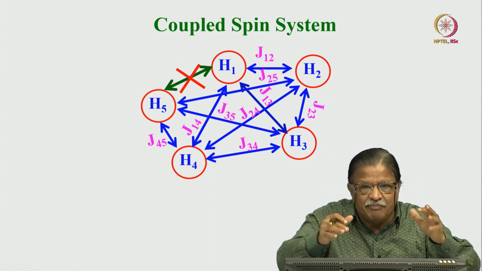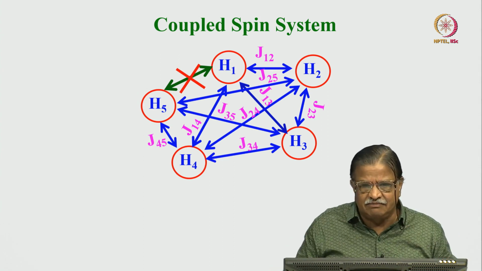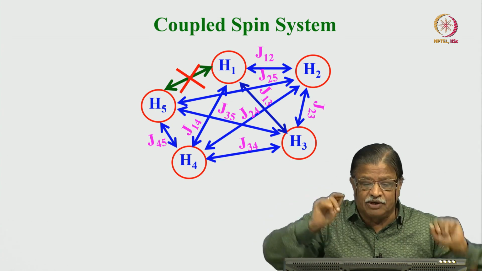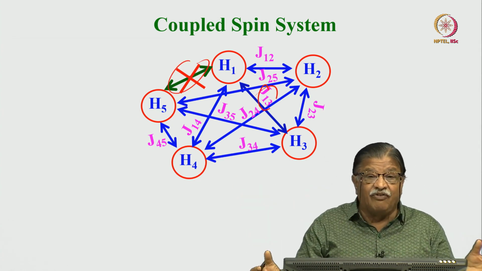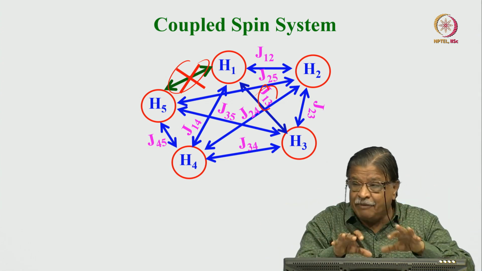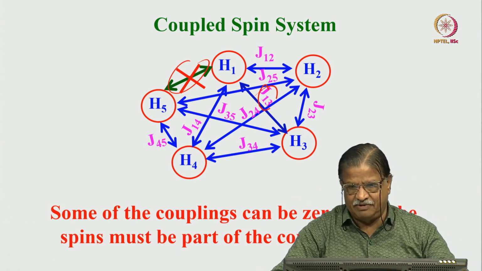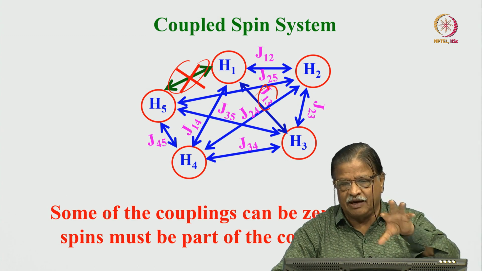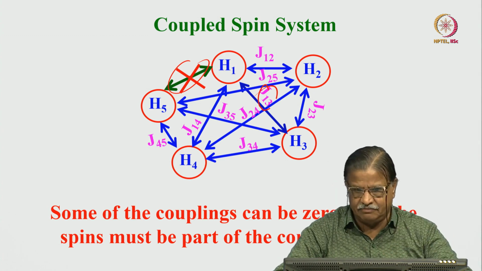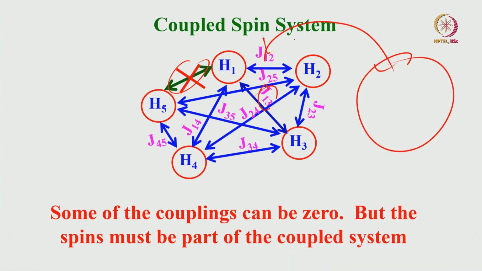There exists coupling among themselves. Among all the 5 protons, there is an interaction. The interaction strength of one of them could be 0. The coupling 1 3 could be 0 or 1 5 could be 0, it does not matter, but it forms part of the coupled spin system, and these are all called coupled spin systems. In NMR, we say coupled spin system means they are part of this group, there is coupling among themselves. And if there is another group here, and there may not be coupling between this and this, then this is one spin system, this is another spin system.